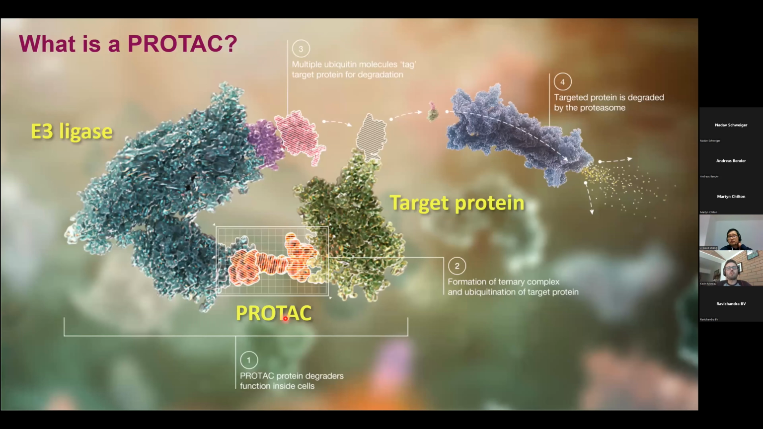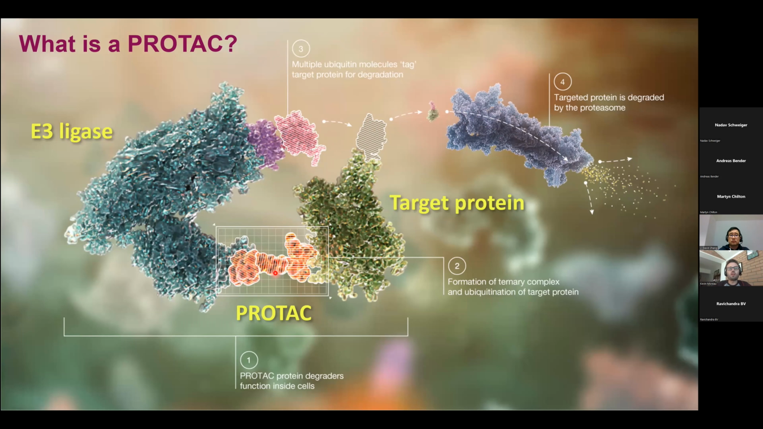So the PROTAC is a degrader modality. It induces a degradation of your target of interest. And it does this by bringing your target protein that you want to degrade in close proximity to an E3 ligase. By doing that, it leads to the ubiquitination of the target protein and subsequent degradation via the proteasome. So the PROTAC drug is actually sitting here in this case.